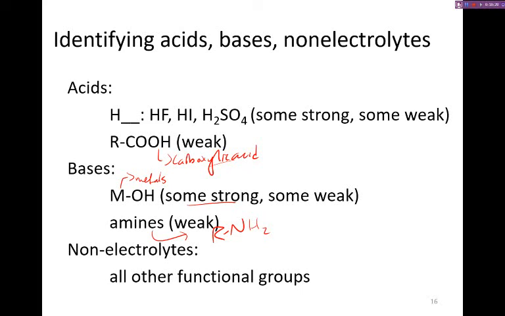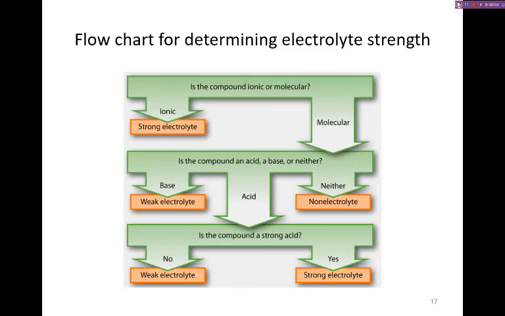And for the non-electrolytes, all other functional groups: alcohols, esters, amides, ketones, ethers, etc. Those are all going to be non-electrolytes. There's a flowchart in the ebook that I recommend that you become familiar with that walks you through determining whether or not a substance is going to be a strong, weak, or non-electrolyte. And I'm going to demonstrate how to do this in the next problem.